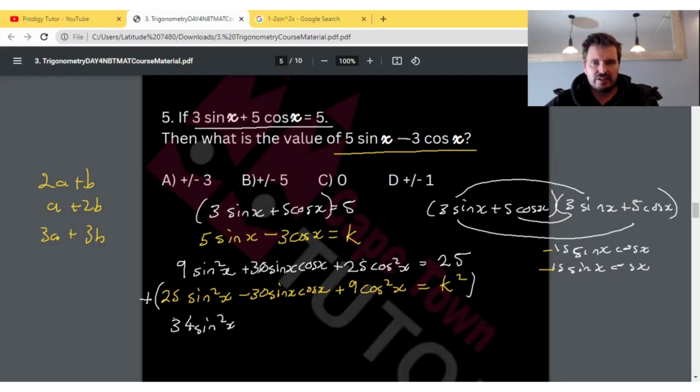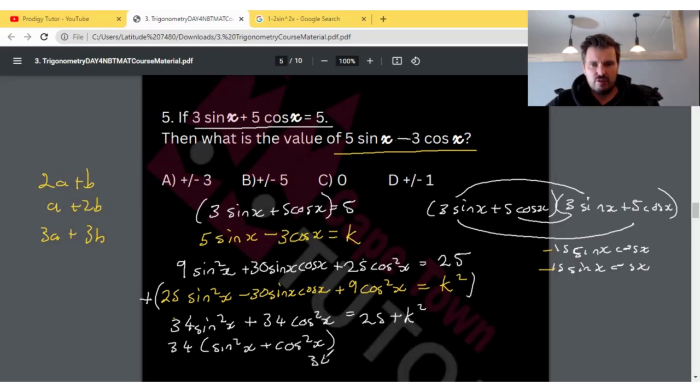Now, when I add 30 and minus 30, you see these go away, because plus 30 minus 30 is 0. So this whole middle thing goes away. And then the 25 plus 9 gives us 34 cos squared x. And when I add 25 to k squared, I get 25 plus k squared. Well, look at this. If I take out a 34, I get sine squared x plus cos squared x as our factor. Well, that sine squared x plus cos squared x, we remember from the original question, is 1.